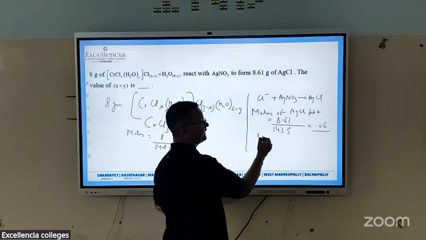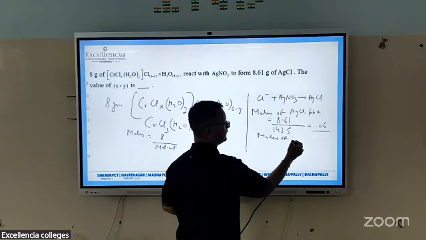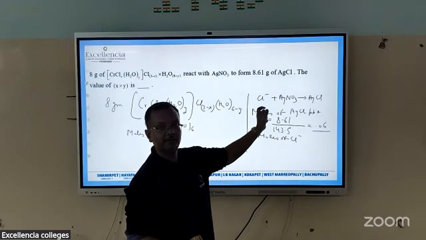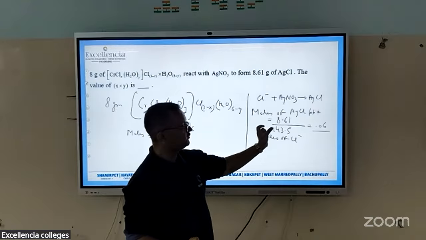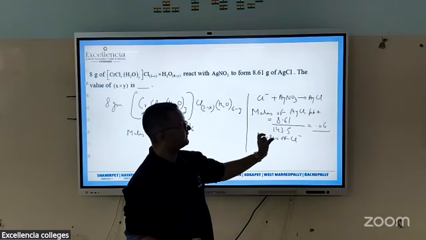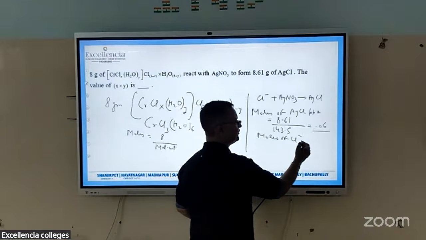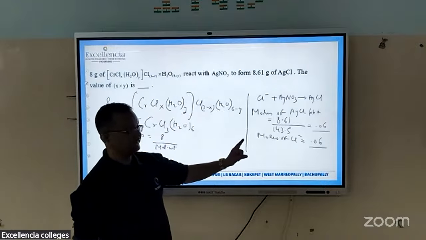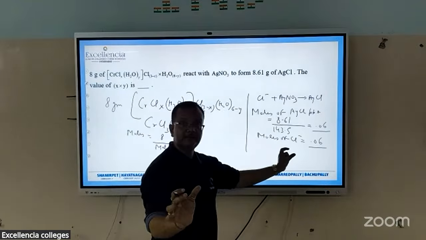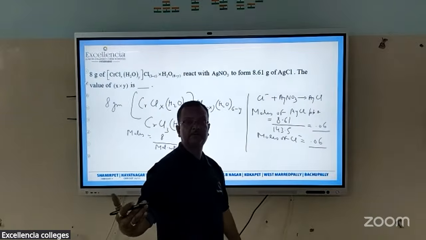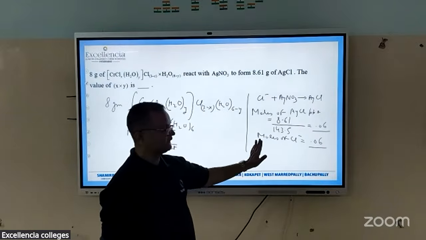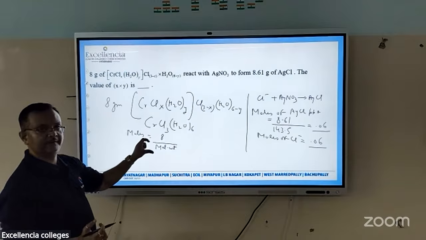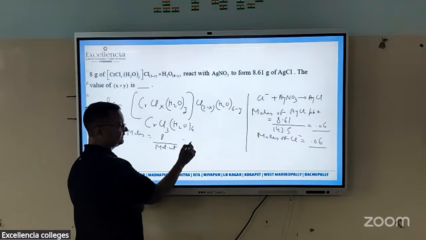So what is the moles of Cl minus? In what mole ratio are they reacting? 1:1. So if this is the moles of precipitate, then the moles of Cl minus should also be equal to 0.06. This was the ionizable Cl, not the Cl inside the coordination sphere. This was the ionizable Cl, 0.06. And now if you put the molecular weight of this complex and solve it, the moles of complex is coming to be 0.03.